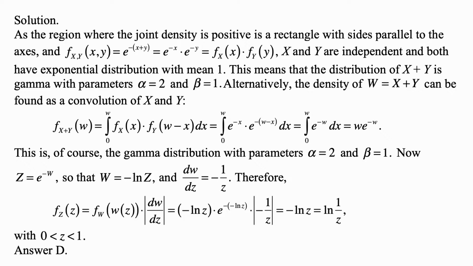Therefore, w was any positive number, so that values of z are bounded between 0 and 1, because z is equal to e to the minus w, where w is a positive number. And of course, if you plug in w equal to 0, you get e to the 0, which is 1. And then as w increases all the way to infinity, e to the minus w declines, converges to 0. So it's the natural logarithm of 1 over z for z between 0 and 1, and that's answer D.